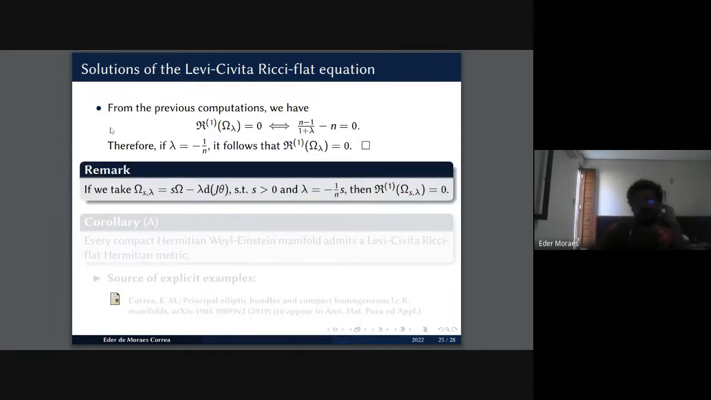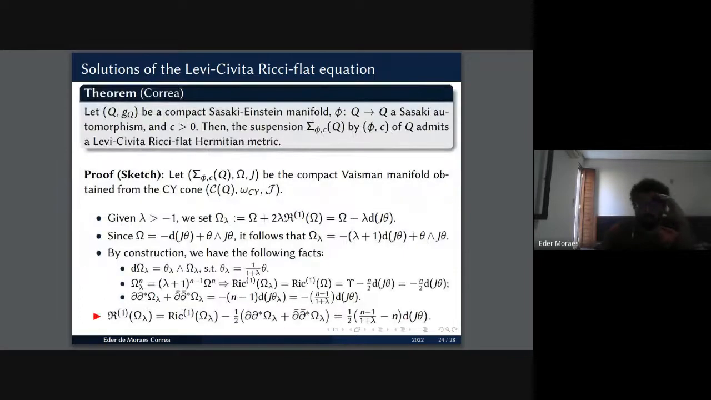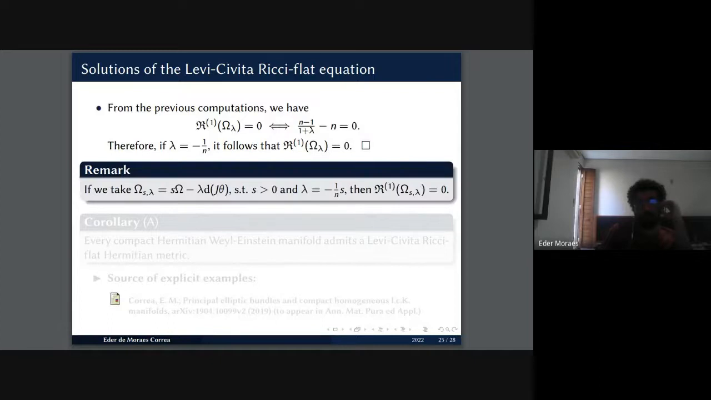And here I include a remark, because the Levi-Civita Ricci-flat structures which we obtain from this theorem are not unique, right? We can construct a one-parameter family if we follow these steps. We can just multiply the starting Hermitian structure by a positive real number, and then I can perform the same perturbation as I did in the proof. From this relation here, we obtain a one-parameter family of Levi-Civita Ricci-flat structures, right?